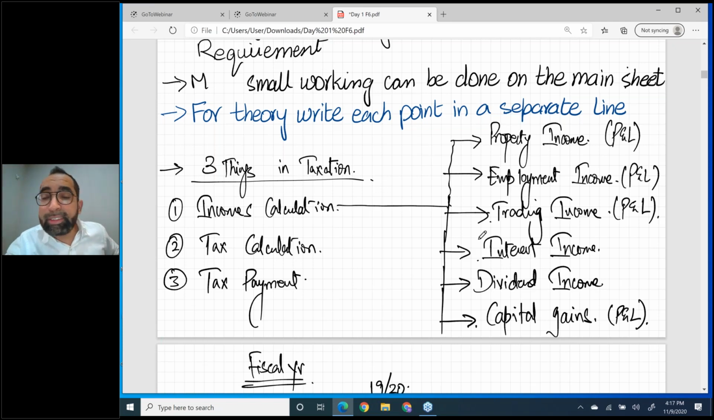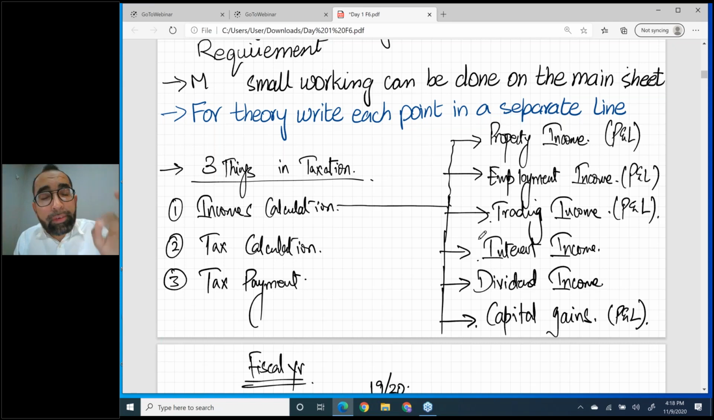But my dear students, for interest income and dividend income, there is no P&L. No profit and loss. For interest income and dividend income, you have to directly pick from the sheet and just put it in for the tax computation, right? But don't forget, listen to my voice: interest income and dividend income are taxed on receipt basis. Interest income and dividend income are taxed on receipt basis.